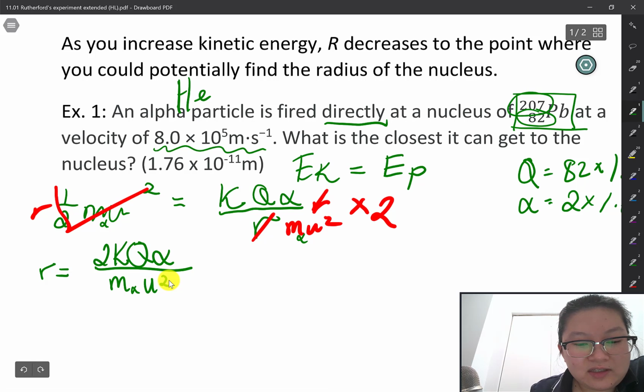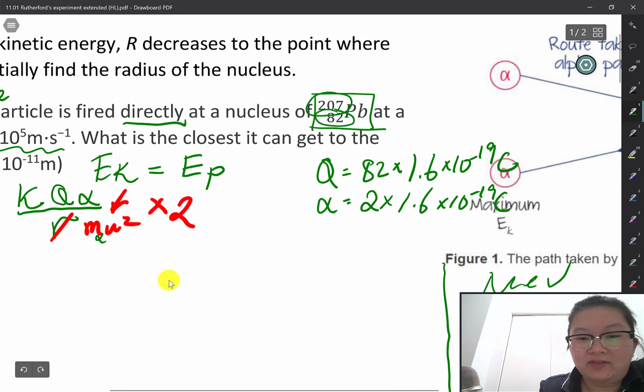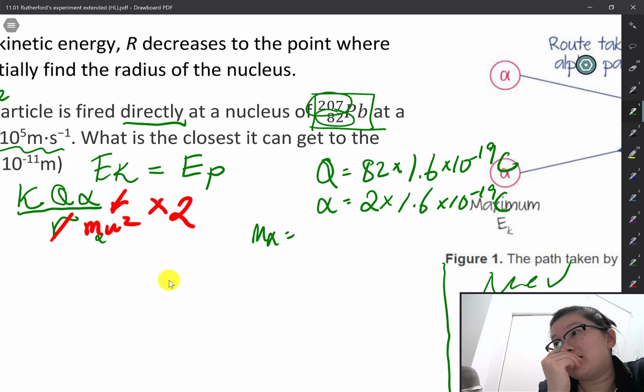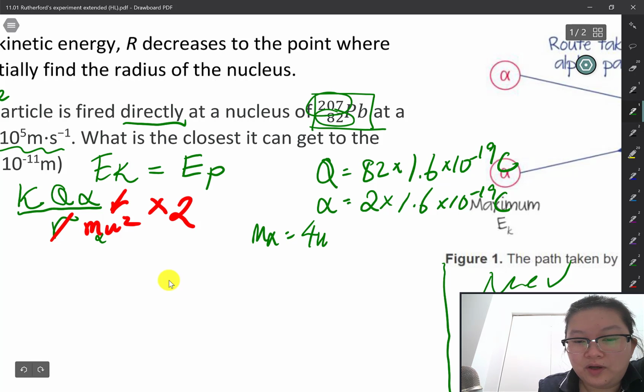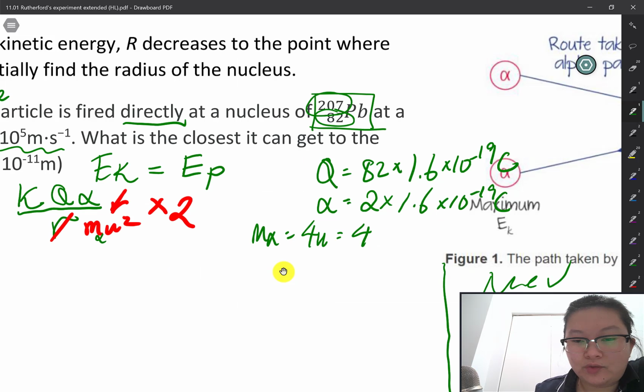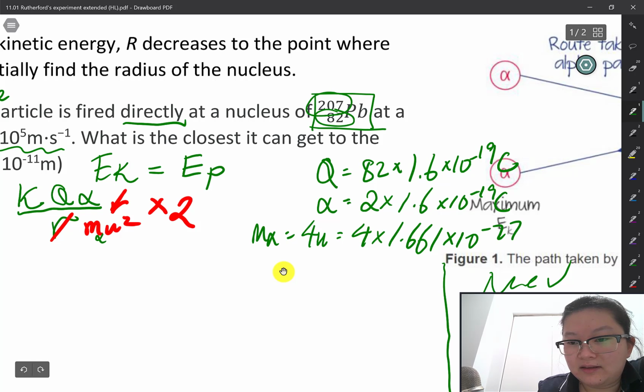One other thing we need to know is the mass of the alpha particle. The mass of the alpha particle is essentially 4 unified atomic mass units. So this is for u. If we go again to your data booklet, u is going to be 1.661 times 10 to the power of negative 27 kilograms. So this is going to be a very small number again.